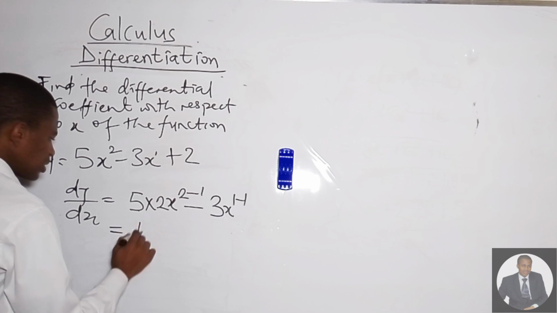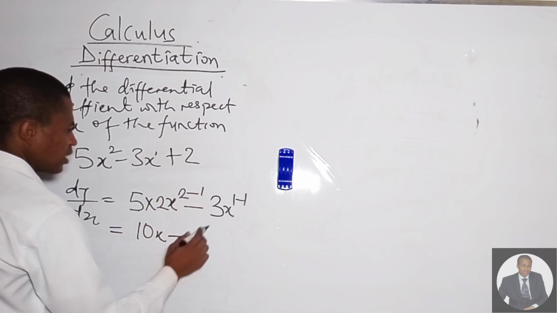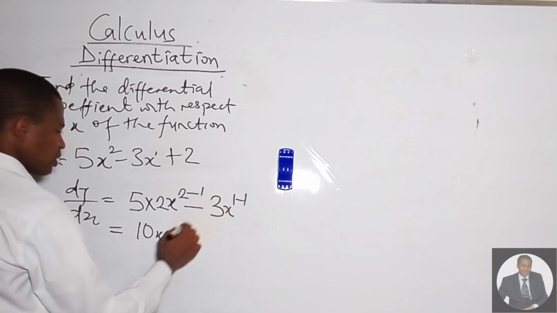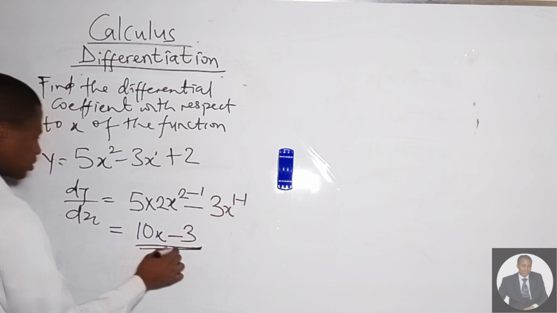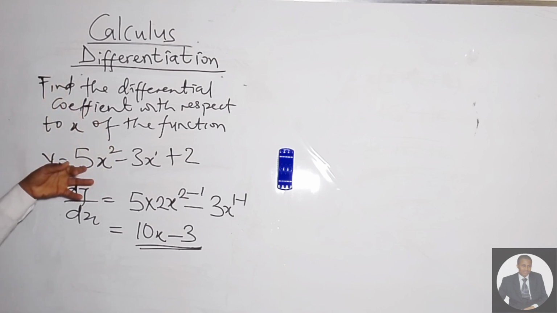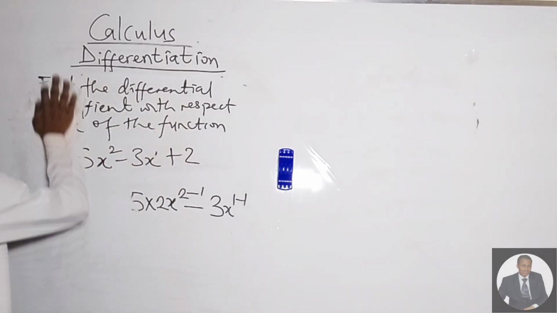So 5 times 2 is 10. x^(2-1) is x^1, we leave it like that. 1 minus 1 is 0. Anything raised to power 0 is 1. So this becomes our answer. The differential coefficient of this becomes this. So what we do is that the exponent or the index, we multiply the multiplier, and then we take away 1 from the exponent or the index.